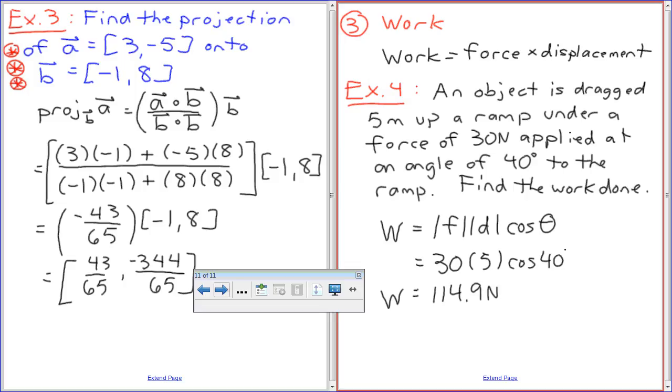And that's a Newton. Is that a Newton? That's not a Newton. I have Newtons. Is that right? That's not right. Joules? Work is in joules, right? What's work in? Joules.